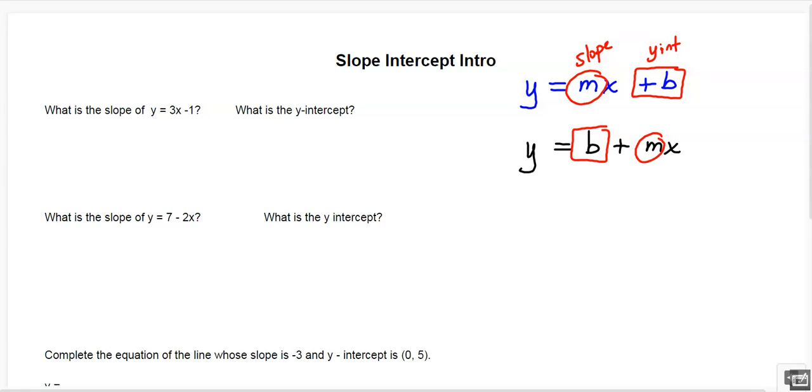So there are a couple of different types of questions they could ask. The first type is, what is the slope of y equals 3x minus 1? Well, for this one you can simply look at the number in front of the x and say, the slope is 3.